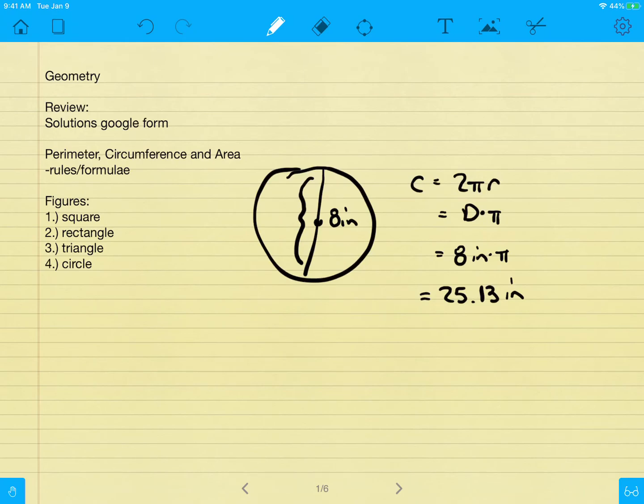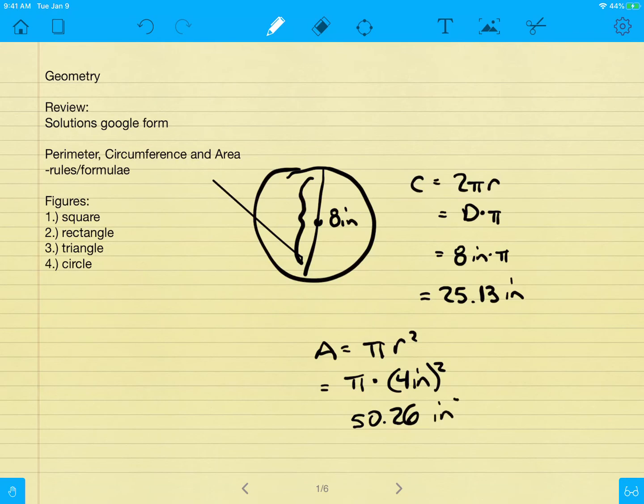So now for area, you take pi times r squared. So in my case, the radius is 4 inches, because it's half the diameter. I square it, and then take it times pi. So that should be 4 times 4 is 16, and I take that times the pi button, and I should get 50.26 inches squared. Again, I use the pi button instead of just typing in 3.14. All right, so that was the next one.